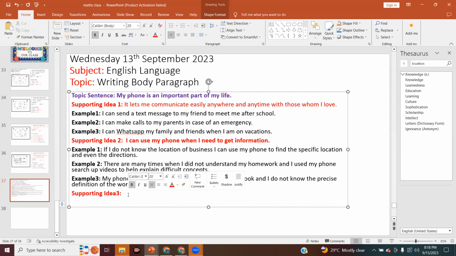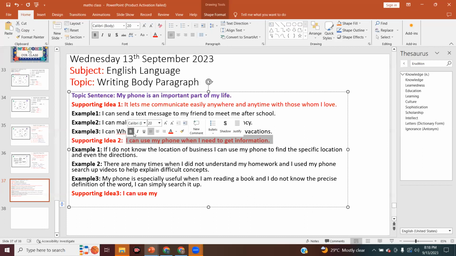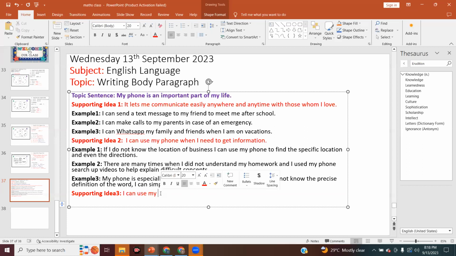Good. And what else can we use the phone for? I can use my phone. Besides communicating with my parents, besides using my phone when I need to get information, what else could we use the phone for? We can use the phone for entertainment. For entertainment. All right. You could also use your phone to find news articles or be updated on the latest. Very good.